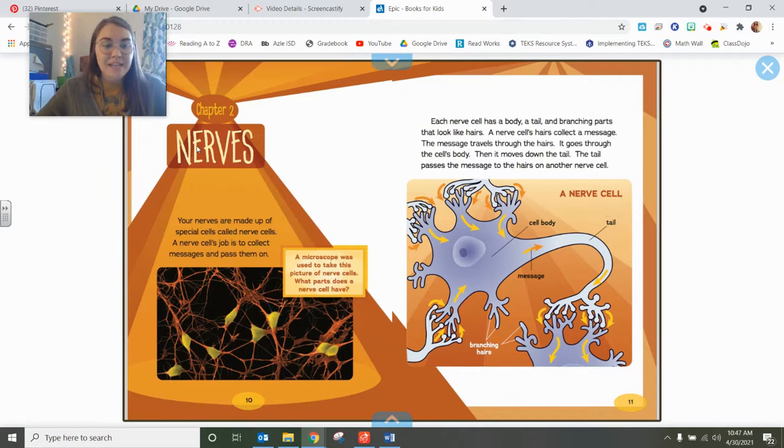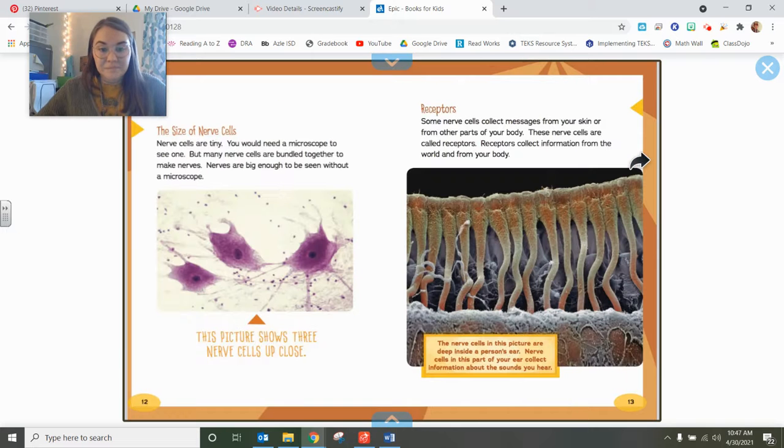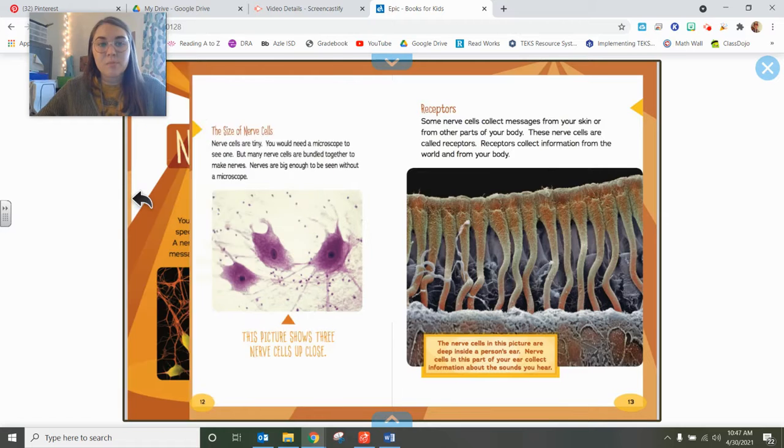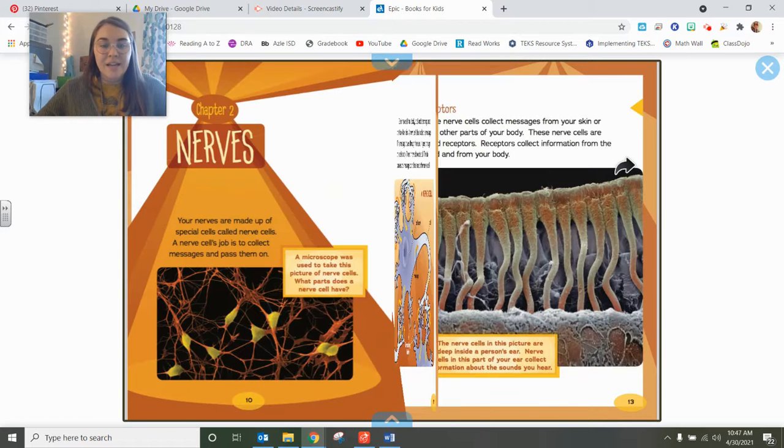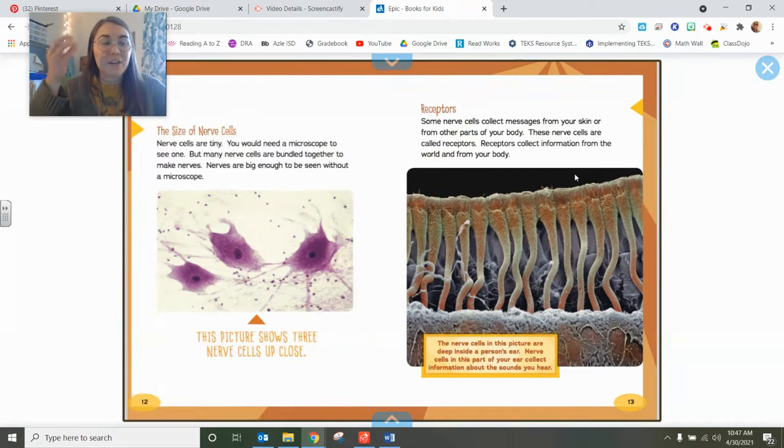Now we have another heading. Now this heading is going to tell us about nerves. This section of the book has another diagram. Notice how they have cell body, and it's pointing to a cell body, pointing to a message. These are another diagram. And look at this, we've got even more subheadings. Look how much smaller they are than the heading. A lot of times we see subheadings and they're a lot smaller than the headings.